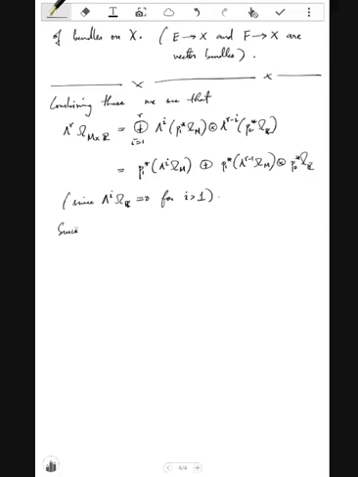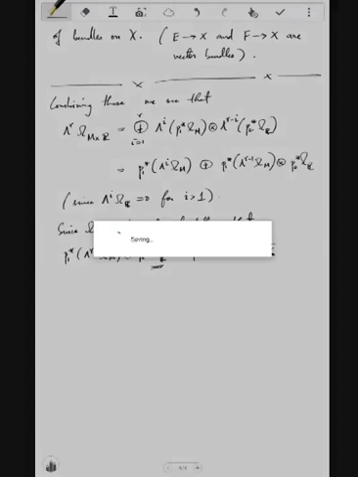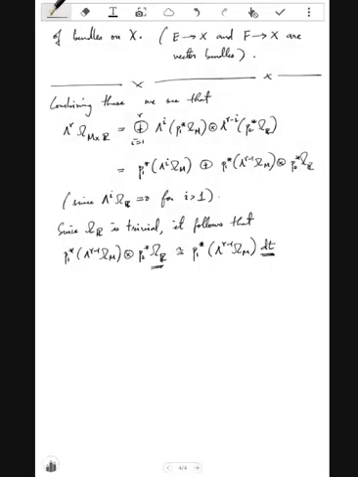Moreover, since omega R is trivial, it follows that P1 upper star omega M tensor P2 upper star omega R is isomorphic to P1 upper star omega R minus 1 omega M. So we can put a dt over here to signify this. Okay, so this will become more clear when we use it.